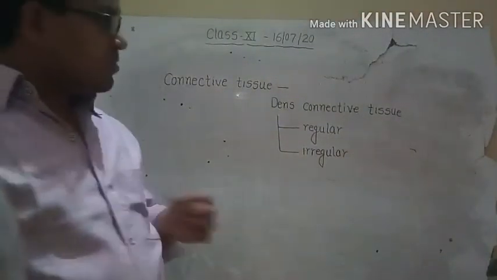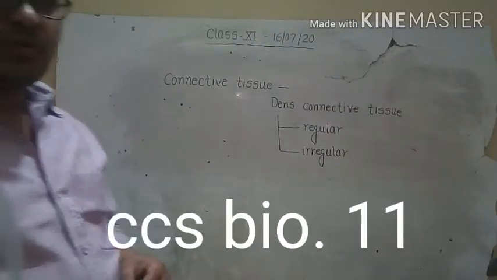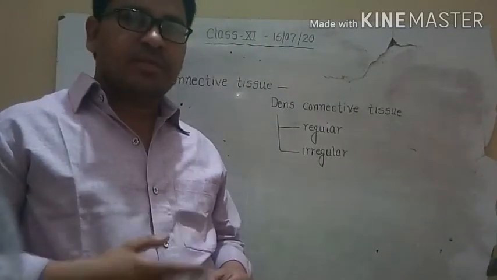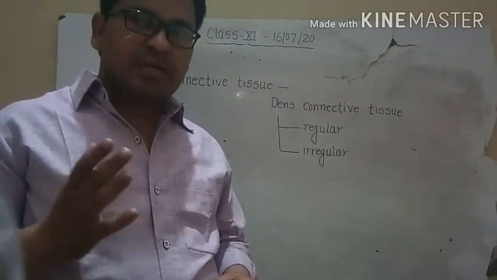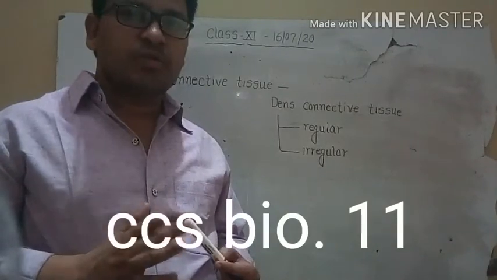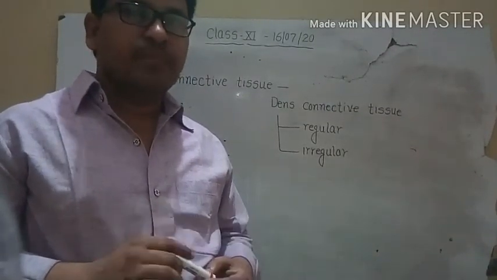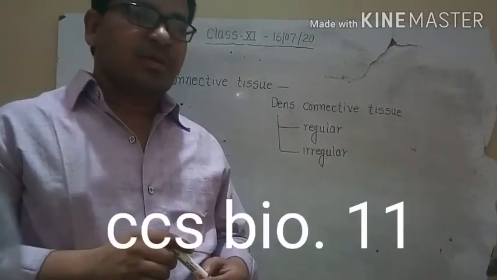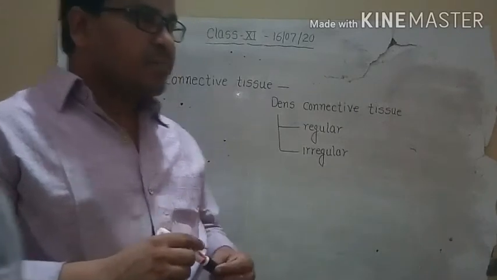Hello students, today we are going to discuss the next type of connective tissue. You already know that connective tissue is the tissue which connects or links different organs and supports them. We discussed yesterday the connective tissue in detail, only one type, the simple connective tissue.